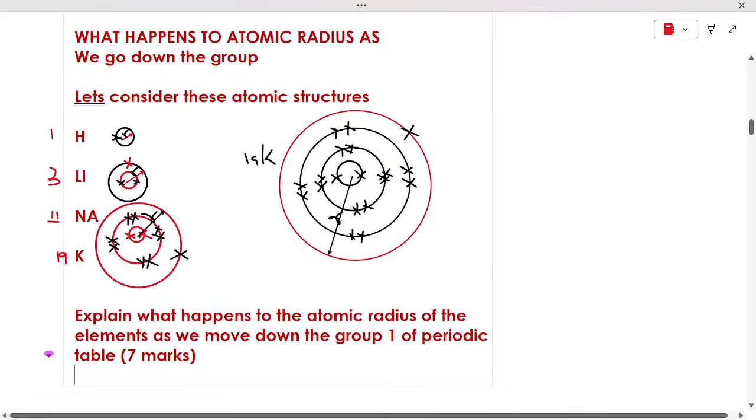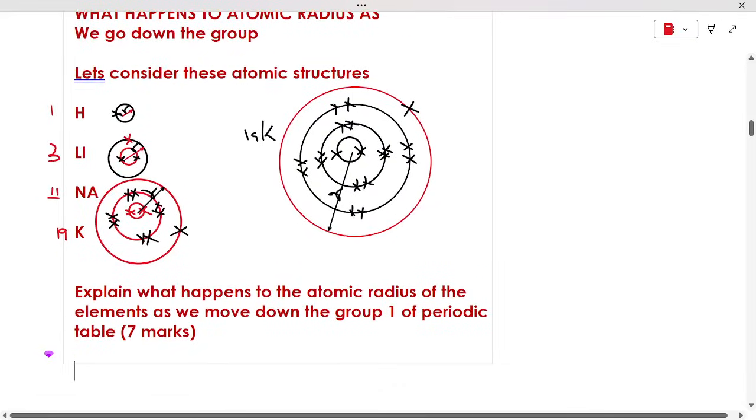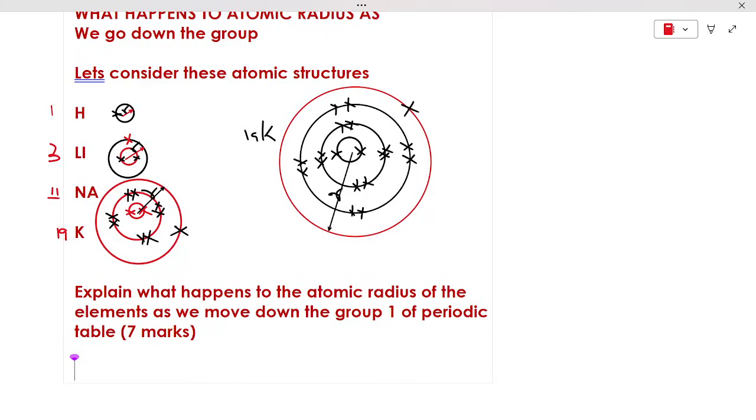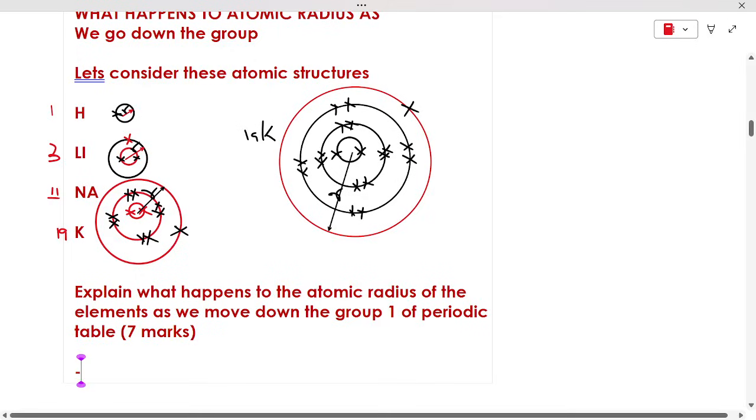They increase. Yes, perfect. The first answer should be that it increases. So you just say it increases, right? Yes, first of all, it increases. Just this sentence is 1 mark. They'll give you 1 mark.